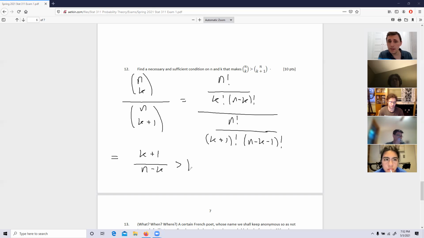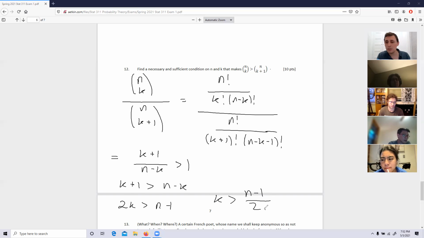You agree? So I just move things around in this fraction. So then I get that k plus 1 is bigger than n minus k. And that means that 2k is bigger than n minus 1, which means that k is bigger than n minus 1 over 2, for instance. You might be able to do that combinatorially, if my brain is not quitting on me. I'm a bit tired. Good? And the final question is the most interesting.